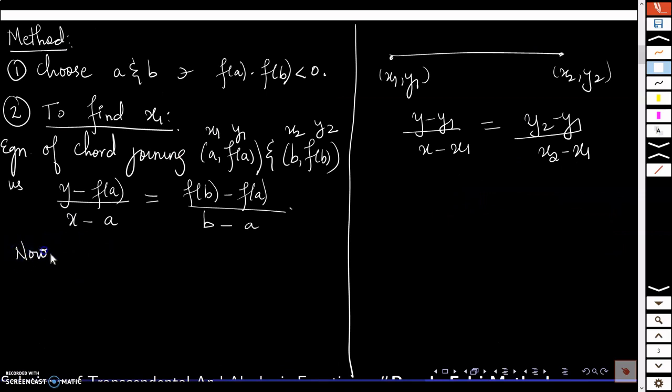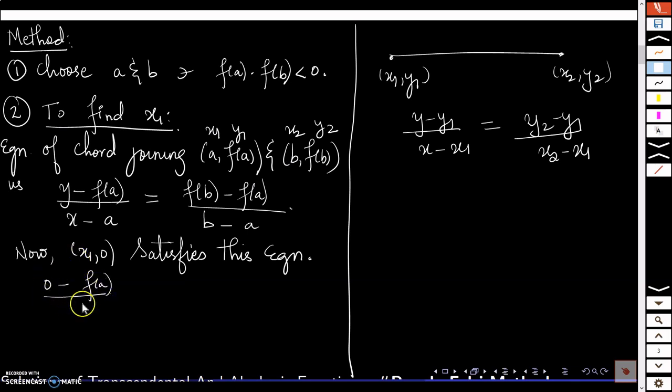Now x1 comma 0, this point satisfies this equation because it lies on that line, right? So I can put the value of y and x respectively as 0 and x1. So I will drop those values there. Y is 0 and x is x1. So I will have 0 minus f of a upon x1 minus a is equal to f of b minus f of a upon b minus a, right?